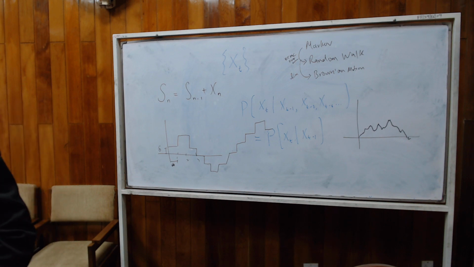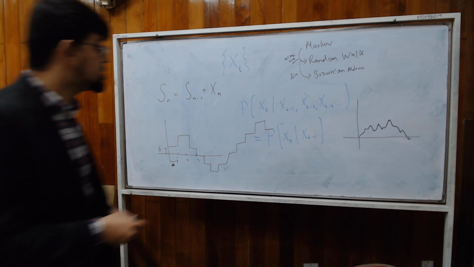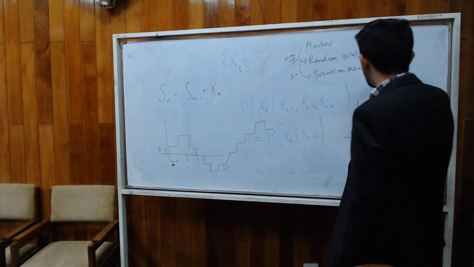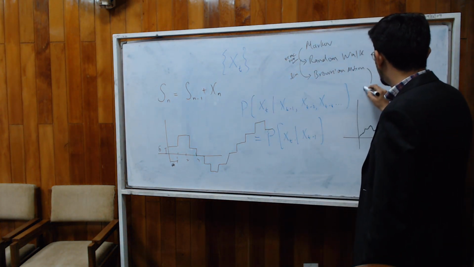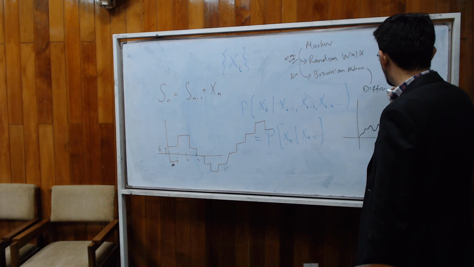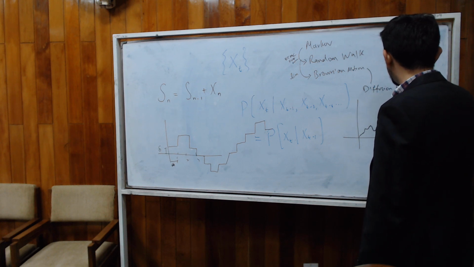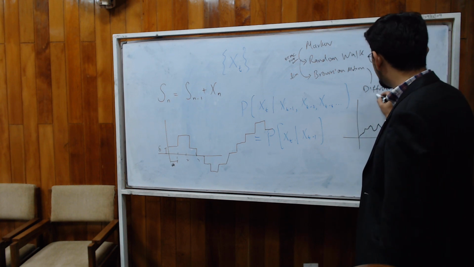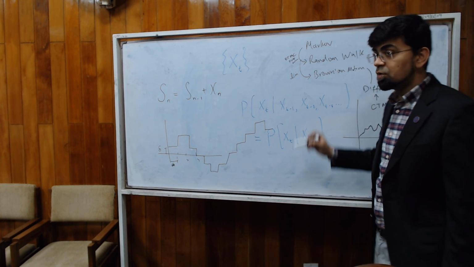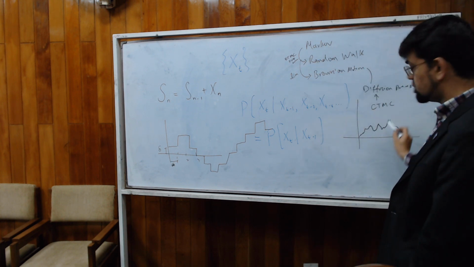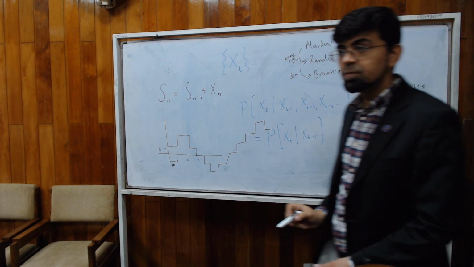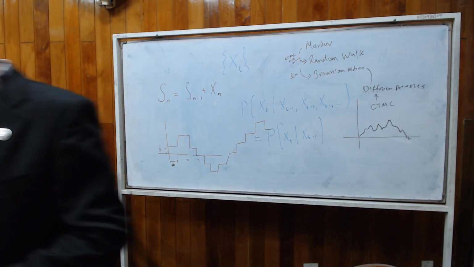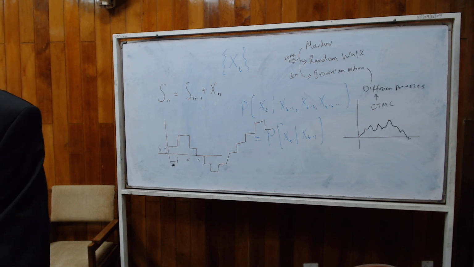So, diffusion processes. This Brownian motion was then a special case of diffusion processes, which are in fact continuous time Markov chains. So, discrete time Markov chains to continuous time Markov chains. It is a compulsory condition that the value that x will take will be discrete.